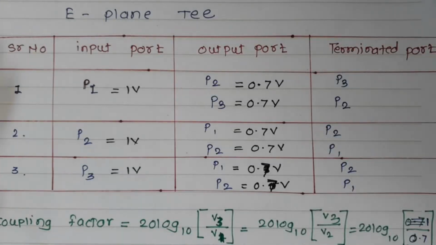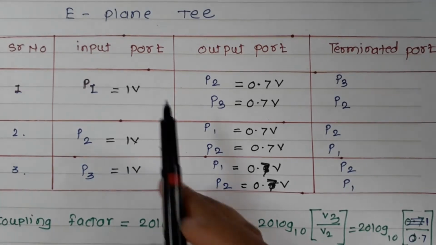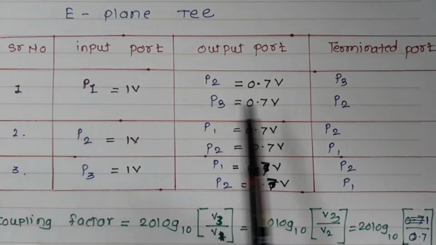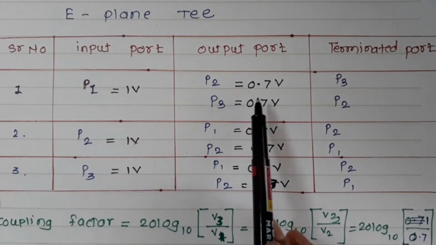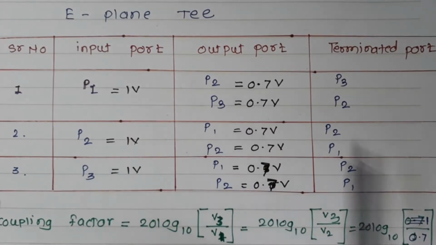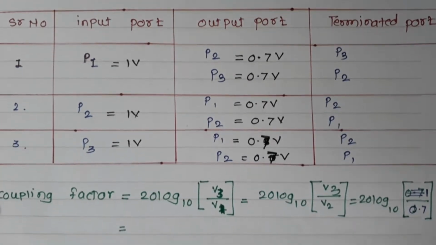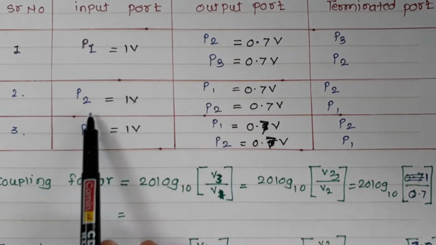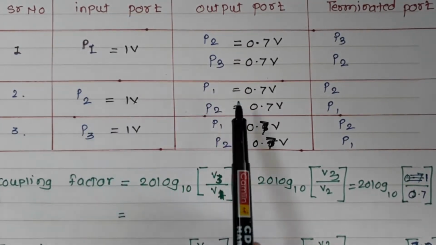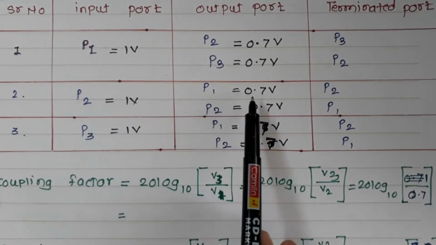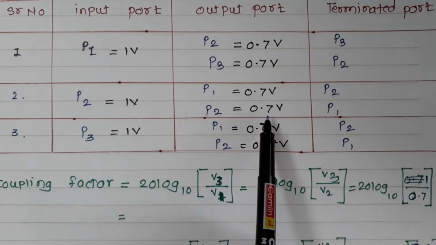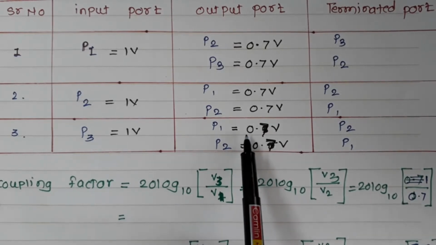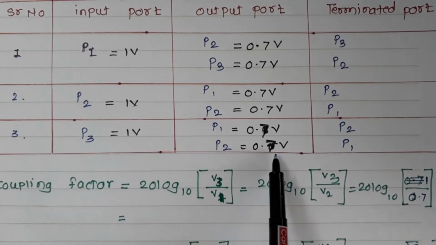Now we have taken all the readings for the E-plane T. We can observe that when 1 volt input is given to port 1, we get 0.7 volt at port number 2 and 3. Whenever we give something to port number 1, it divides equally in 2 and 3. When 1 volt is given to port 2, P1 output is 0.7 volt and P3 output is also 0.7 volt. When 1 volt is given to P3, P1 gets 0.7 volt and P2 gets 0.7 volt.